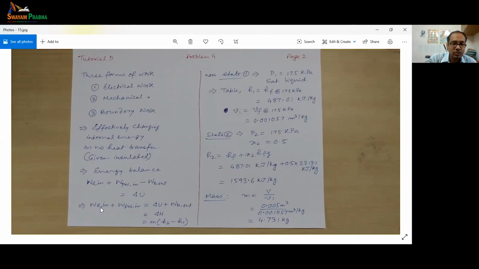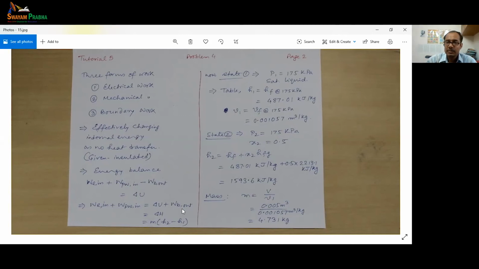Now what you can do is take this boundary work to the other side of the equation, and you can see that the electrical work input and the paddle wheel work input will be equal to delta U plus the boundary work out. And this is by definition delta H, or the change in enthalpy, right?